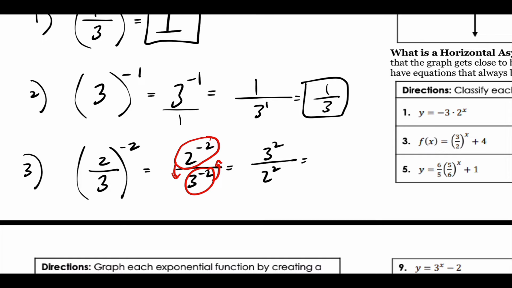3 to the 2 power is 9. 2 to the 2 power is 4. Leave as a fraction if it's a fraction, because you can't reduce that fraction. Okay? So we've done that before. That's not new. These questions are not new. You guys have done those.